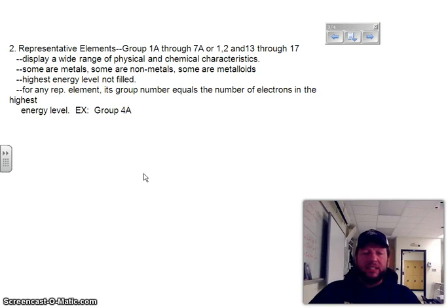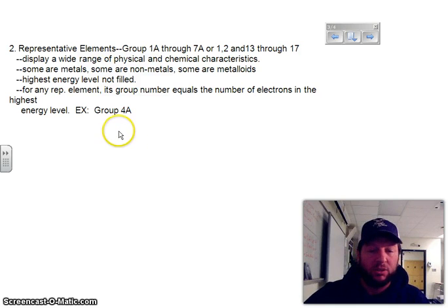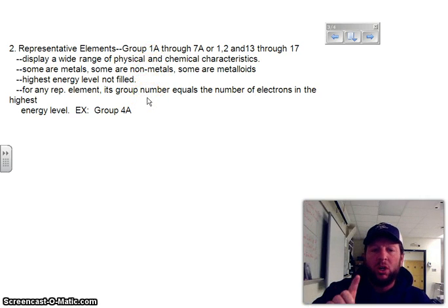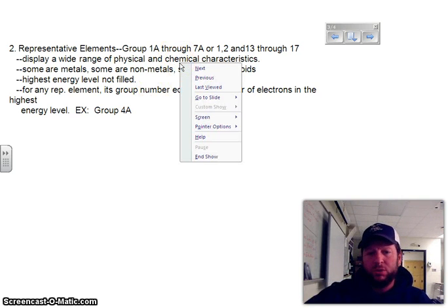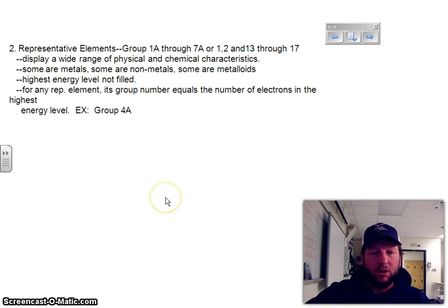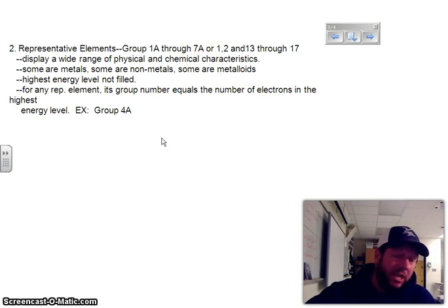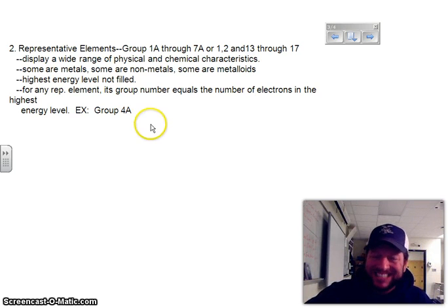For any representative element, its group number equals the number of electrons in the highest energy level. We'll take a look at 4A in just a second, but I want to make sure you understand this. All the elements in group 1A will have one outer shell electron. Group 2A will have 2 outer shell electrons. Group 3A will have 3. Group 4A will have 4, all the way up to group 7A, which will have 7. Group 8A has 8 already, so I guess you can include that, but it's not a representative element.